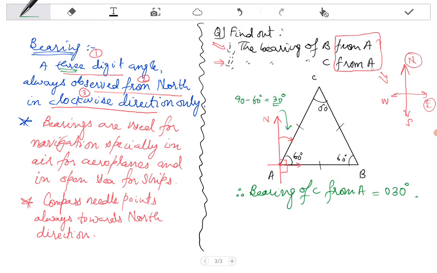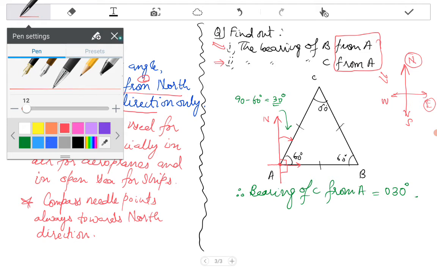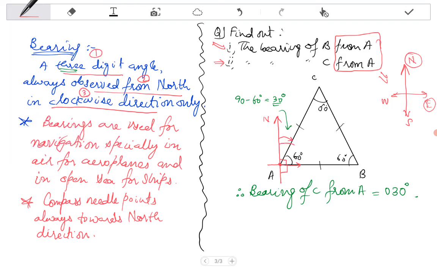From whatever point is written after "from", that is actually the point where you should draw this cross of north, east, west, south. Observe the angle from north and in clockwise direction only, that is actually called bearing. Now this is easier to know. A bearing of point B from A: simply if I draw another line over here, this one is the bearing of B from A, starting from north, moving in clockwise direction until I reach that line which is connecting my reference point to the point whose bearing is required.